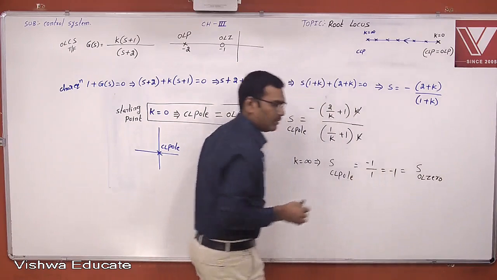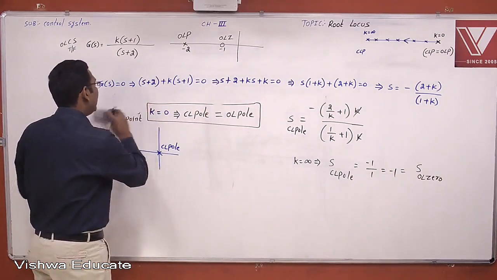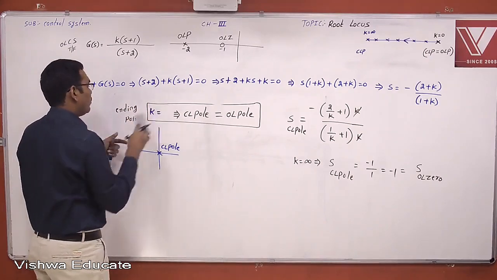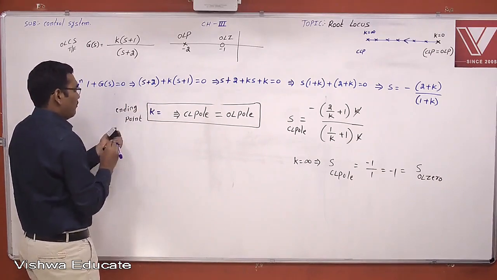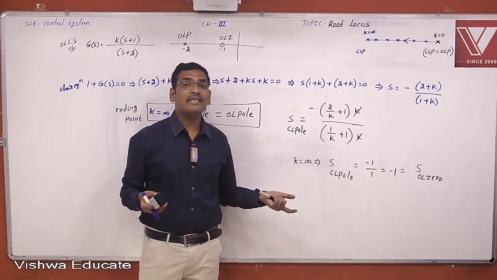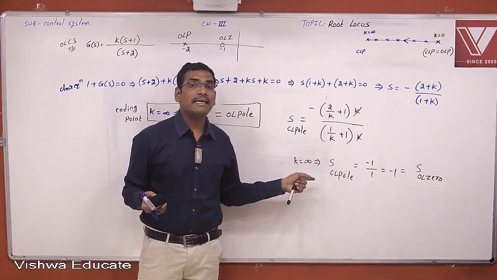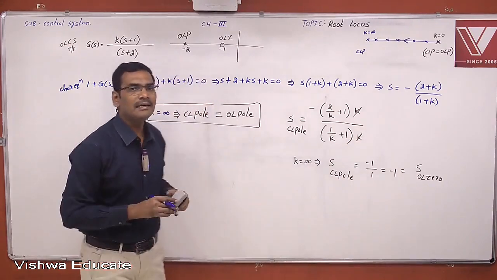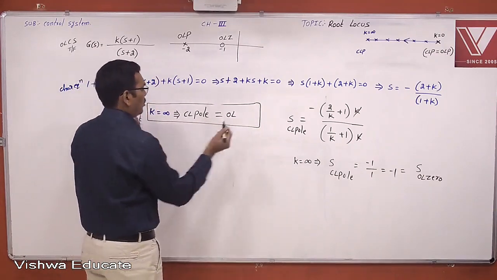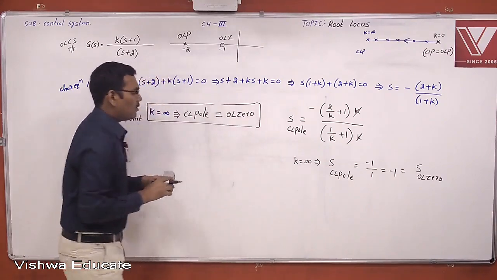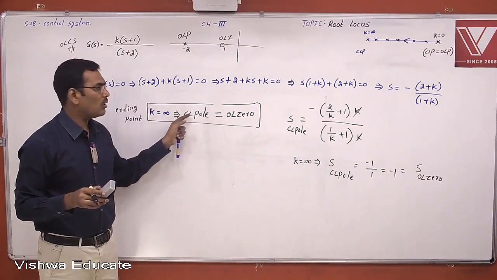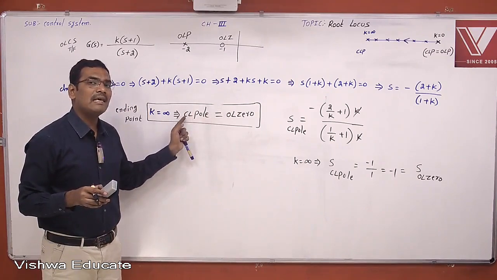What is the meaning of that? What you can understand, I want the ending point now, the destination point. The ending point is at k equals infinity. When k equals infinity, actually I want a closed loop pole, but it is difficult for me to identify the closed loop pole. Then instead of the closed loop pole, you may take directly the open loop 0, because the open loop 0 will be exactly the same as the closed loop pole.